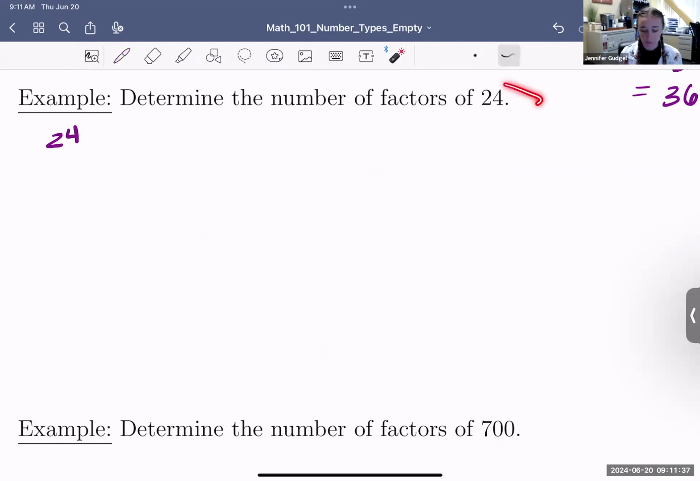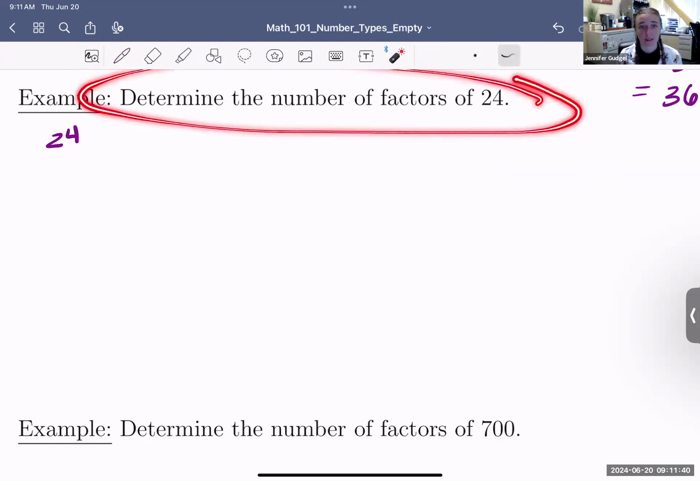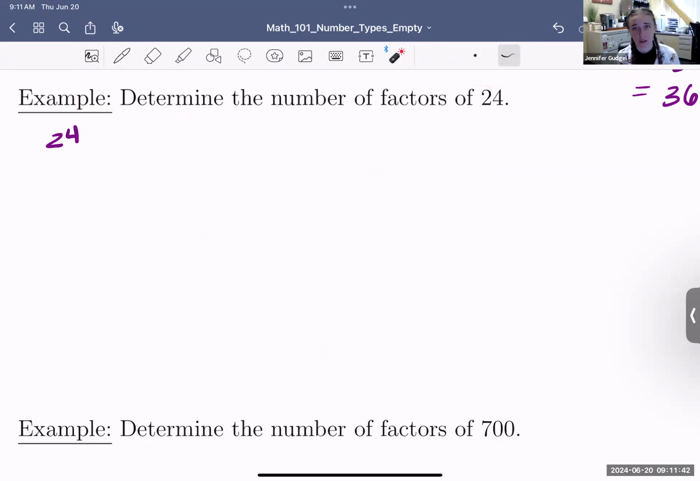The question didn't say find all of the factors of 24. It said determine the number of factors of 24. So I'm doing extra work right now. But let's say you forgot about the theorem and you were like, I'm just going to list out all the factors and count them up. One way to do that, my favorite way to find all the factors of a number, is to start with 1 and the number itself, right?